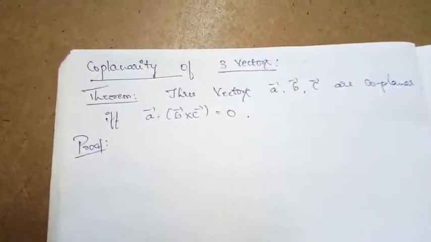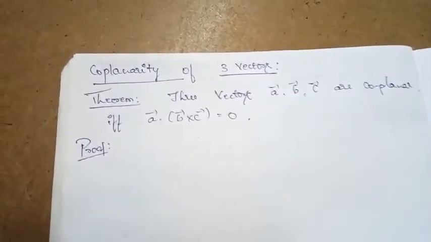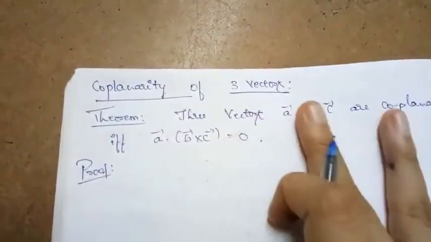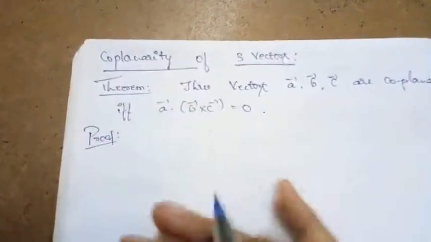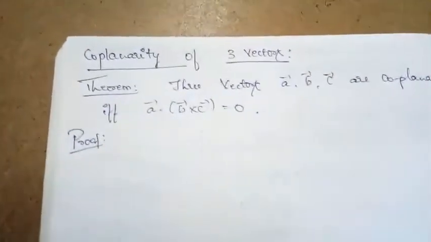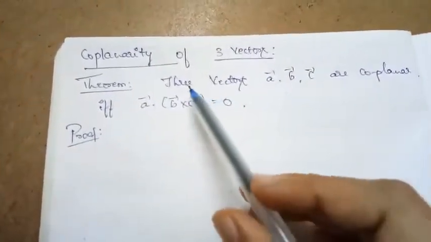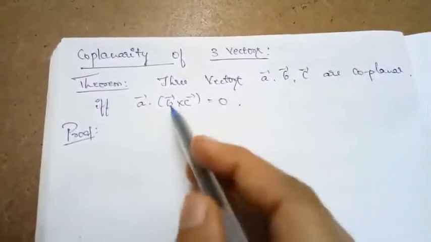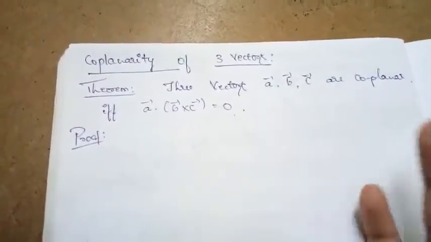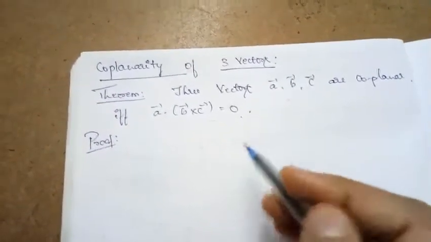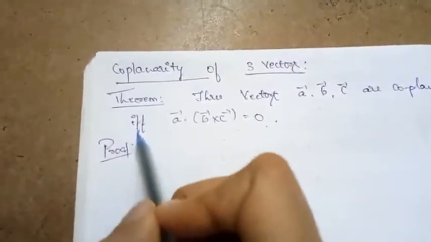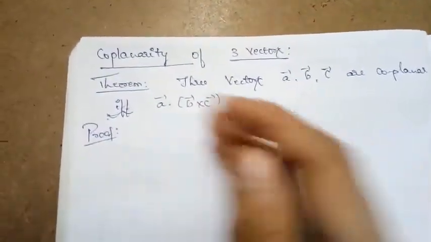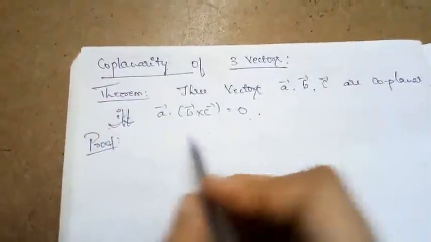So the next concept is coplanarity of three vectors. Coplanarity means it is clear that the three vectors are lying in the same plane. Coplane means same plane. So here is one of the theorems. What does that theorem say? If we consider three vectors to be coplanar, then the scalar triple product will be equal to 0. We are going to prove this theorem. It is an if and only if condition.